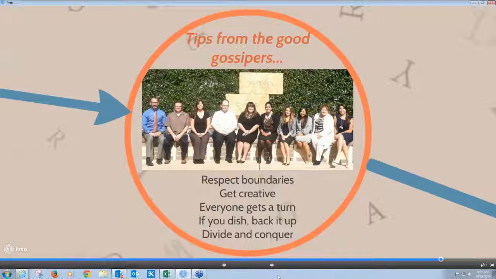The next one is, if you dish, back it up. What I mean by that is, if you share your project with the group, you should be prepared to train others that are interested in implementing what you've done. And the very last one is divide and conquer.